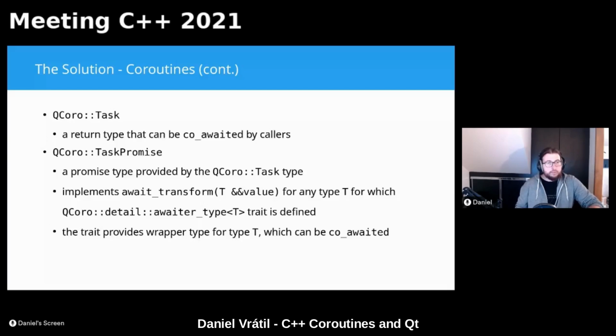So this is returned from await transform. Basically, what the QCoro task does, to sum it up, is it allows us to turn a type that does not support coroutines, like QNetworkReply, into a type that does support coroutines, like the QCoro network reply wrapper. And this type then can be co-awaited by the co_await. The cool thing about this is that all of this stuff is basically hidden behind the co_await keyword. So there's a lot of boilerplate code going away.